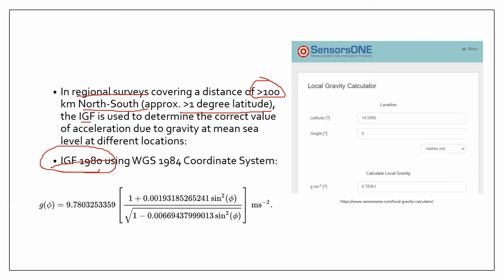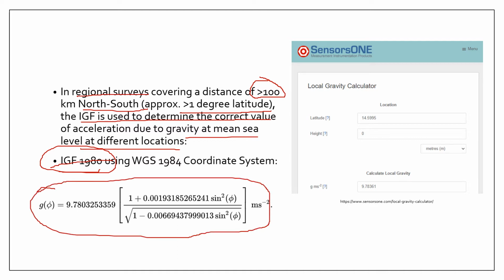So you need to know the correct gravitational acceleration at the mean sea level at different stations. So this is the IGF, and the only input you need is just the latitude. Just put in the degree of latitude here, and you will eventually get a number representing the gravitational acceleration at the mean sea level of that location.